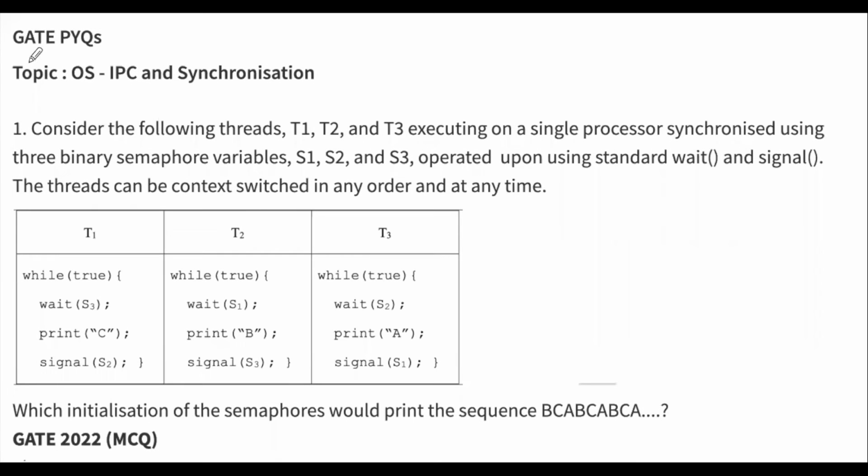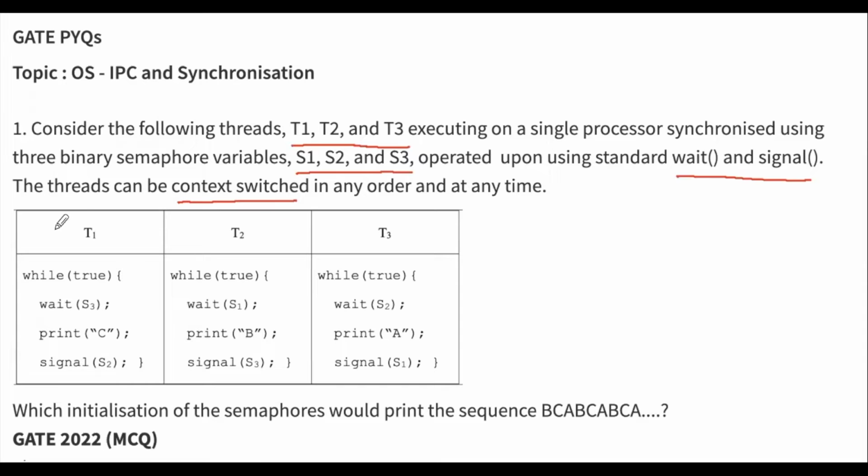We are going to see the GATE previous year questions on inter-process communication and synchronization. Okay, so let's move on to the question. Consider the following threads T1, T2, and T3 executing on a single process, synchronized using three binary semaphore variables S1, S2, and S3, operated upon using standard wait and signal functions. The threads can be context switched in any order and at any time.